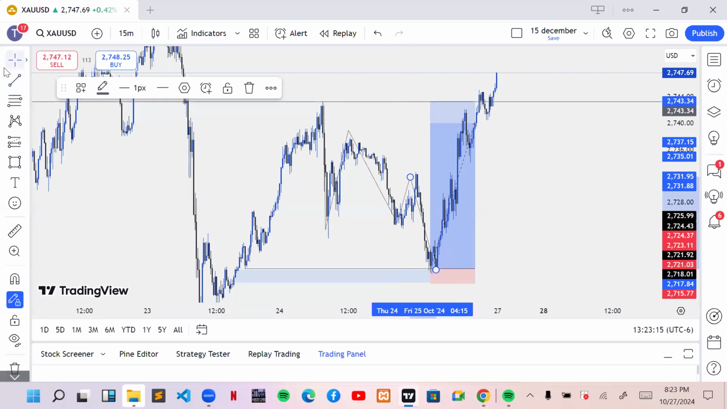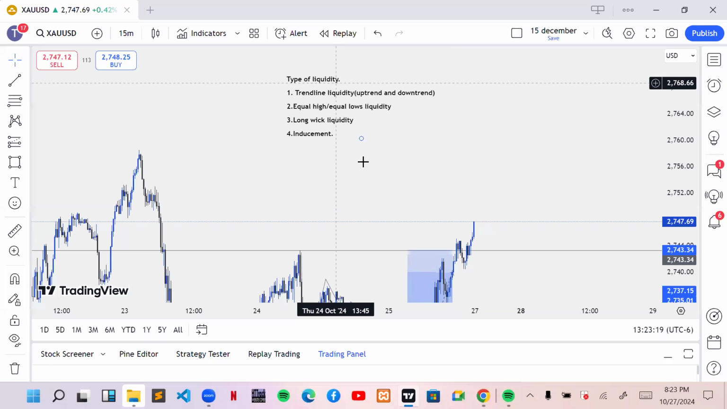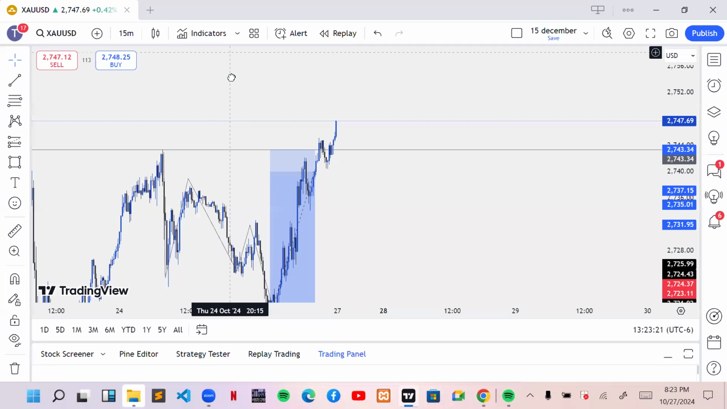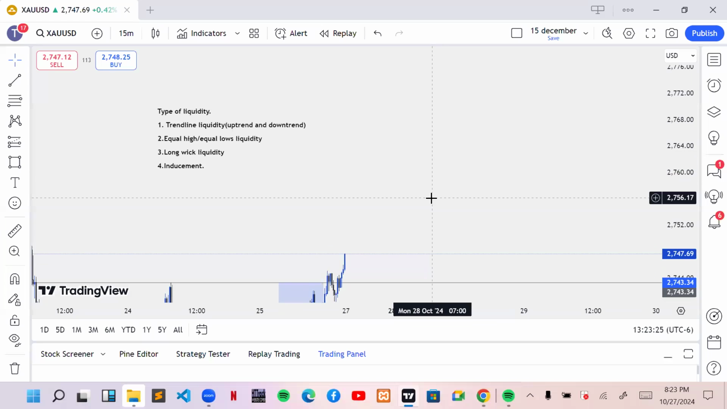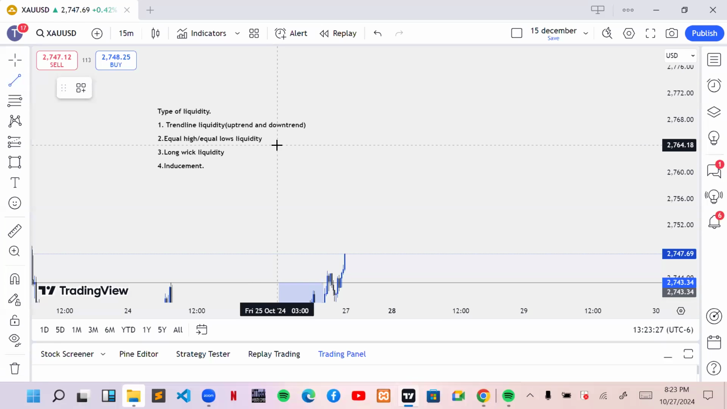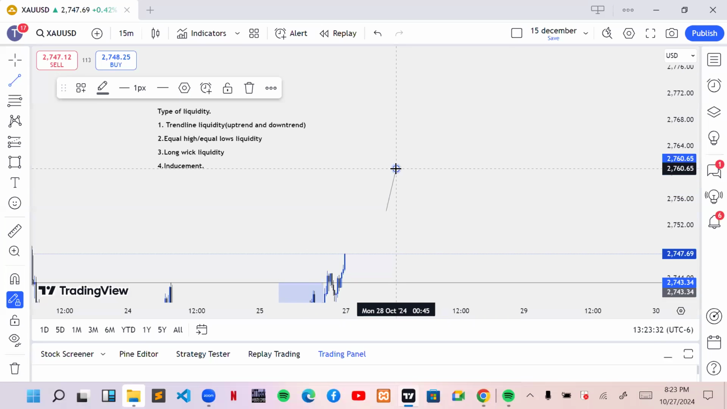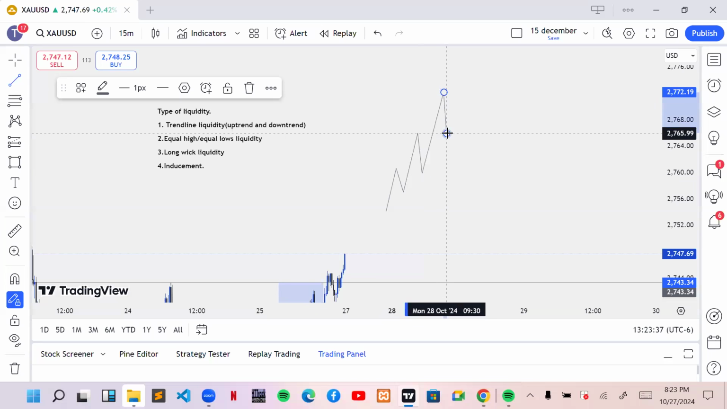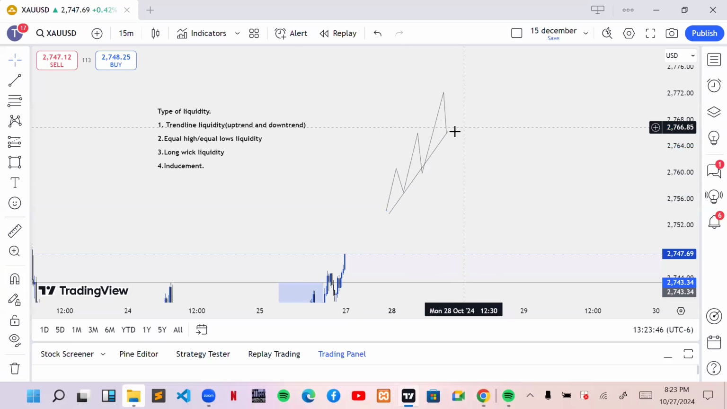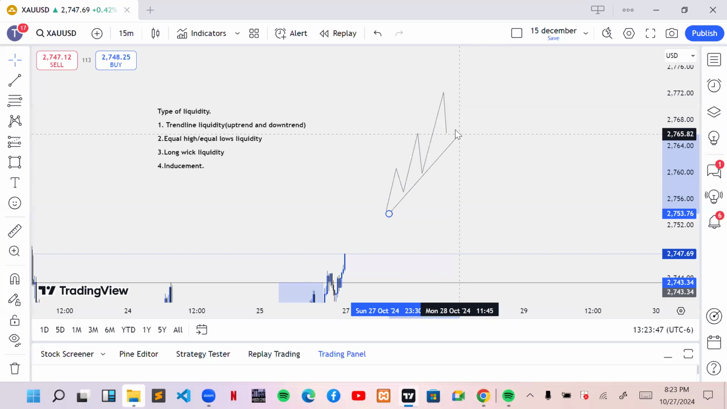Now, like I mentioned, there are types of liquidity, and one of them is trend line liquidity, uptrend and downtrend. What does this mean? It means for every trend there's liquidity being accumulated on the opposite side of this trend. So if the market is on an uptrend, making higher highs and higher lows, on this downside there's liquidity being accumulated. And one thing about liquidity is the market will eventually take out liquidity.